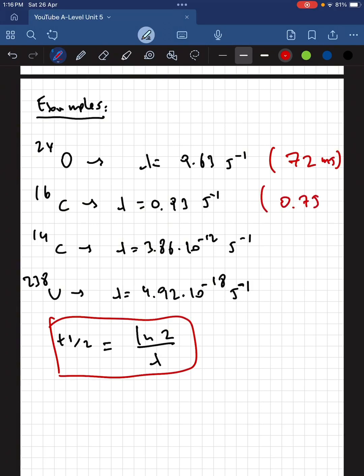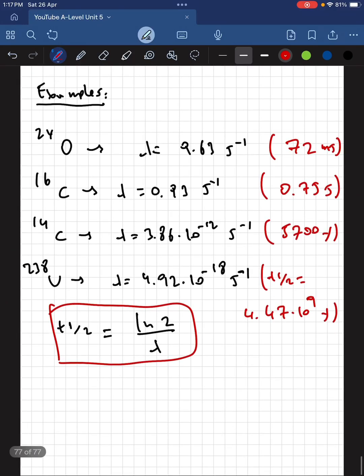For carbon 16 it's 0.75 seconds, so slower. For carbon 14, it's 5,700 years, which gives you a clue why it's used for radioactive dating of human skeletons. And T1 half for uranium-238 is 4.47 times 10 to the 9 years. So it takes 5 billion years almost for half of uranium-238 to be gone. So that's a really slow process, okay? And that's roughly the age of the Earth. And that's how the age of the Earth was actually determined back in the day. But that's not something you need to know for now.